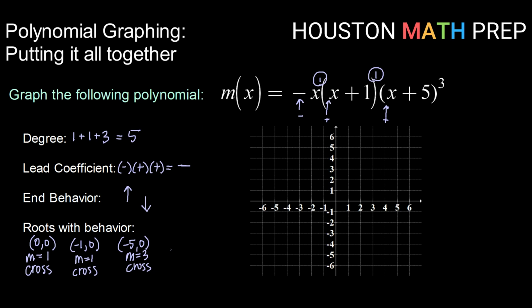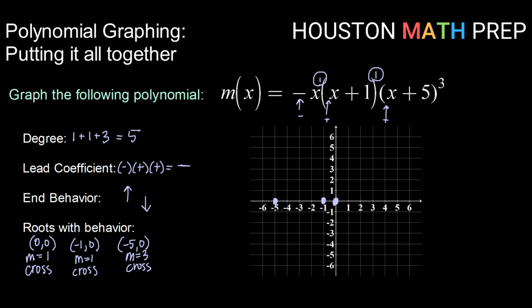All right, now that we've gathered all of our pertinent information, it's time to put that on the graph. I'm going to start by plotting each one of my roots. So I have 0, 0 as a root. I have negative 1, 0 as a root, and negative 5, 0 as a root.